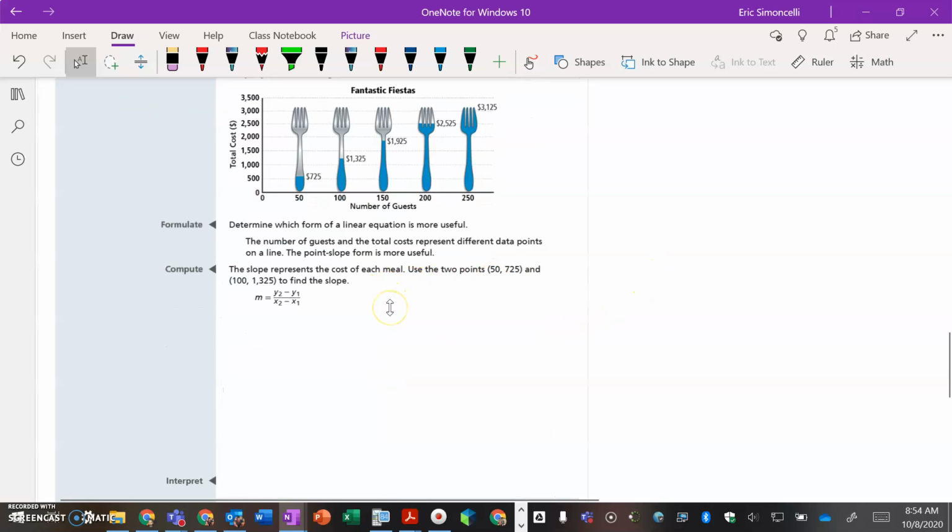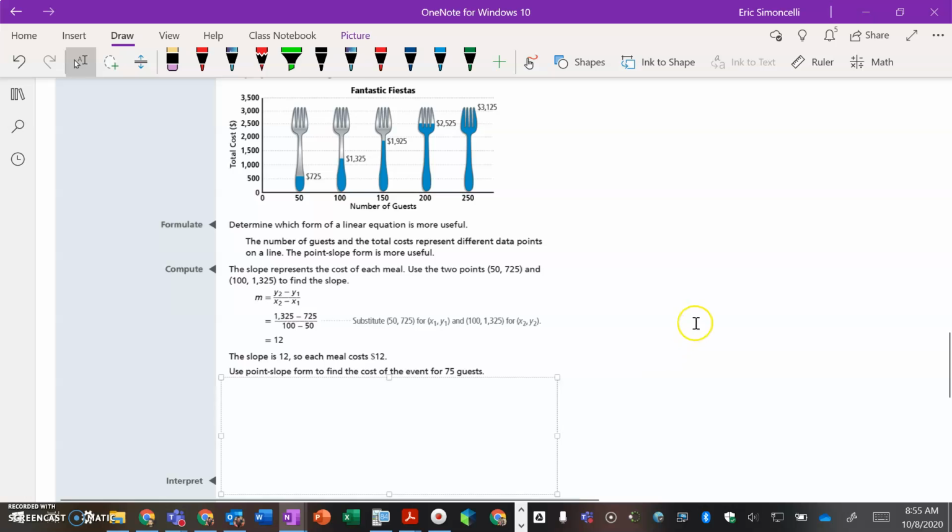m equals y2 minus y1 over x2 minus x1. We subtract the 2 y's in the numerator, y sub 2 and y sub 1, substituting and subtracting. Then, of course, these 2 x's subtracted. That math gives us this particular slope. So the slope of the line between those 2 points is 12. The slope 12 is the cost per meal.